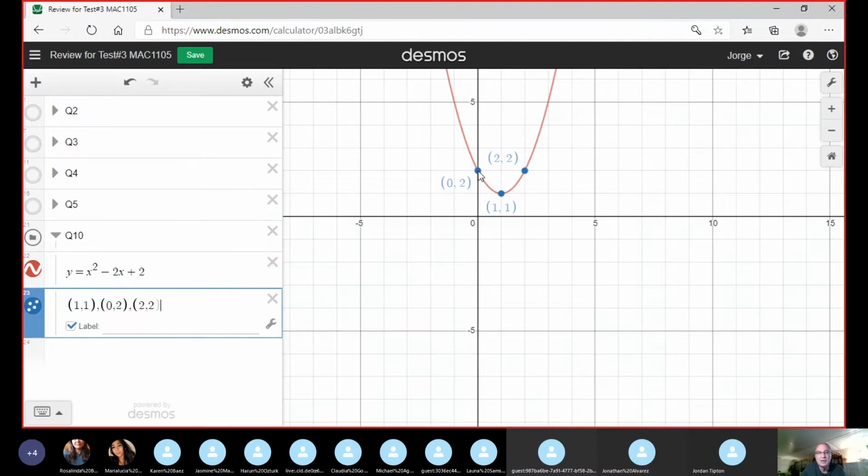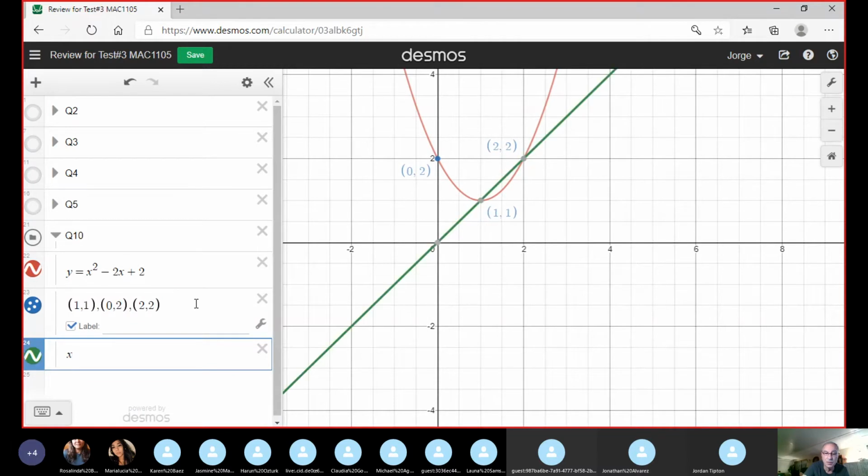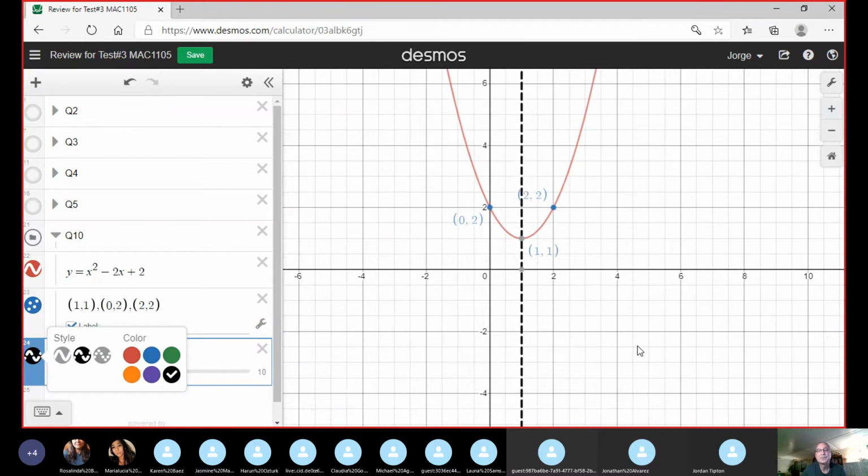distance here. One distance to the left, one distance to the right. So I have 1 plus 1 is 2, and the same value of the y. Look, let me zoom to see it clearly. Okay, and now one more detail, the axial symmetry at x equal 1, on a black color dotted line.